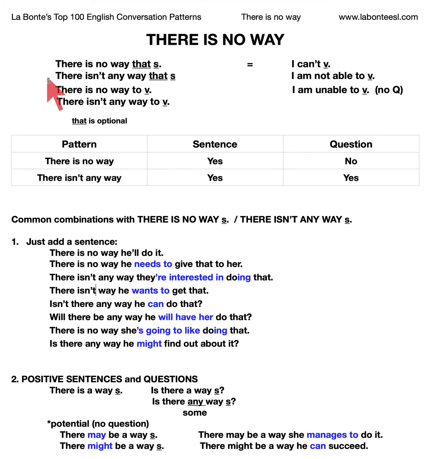So in this particular pattern, here are the varieties that we see here. Here's the pattern, here's the sentence, and a question. There is no way can be used in a sentence, but there is no question form. There isn't any way can be used in either a sentence or a question.